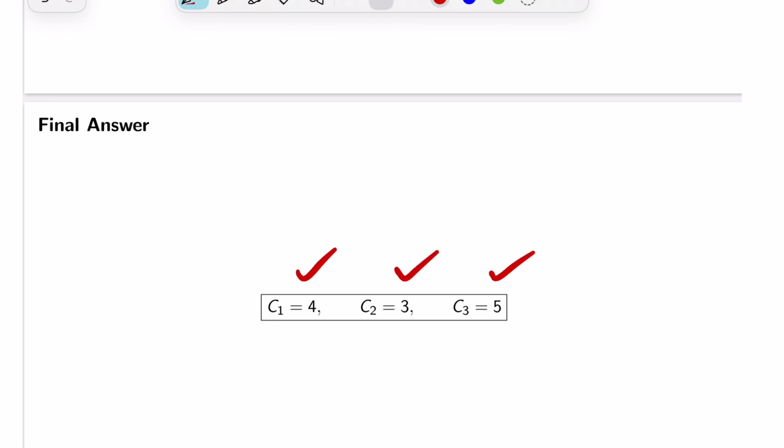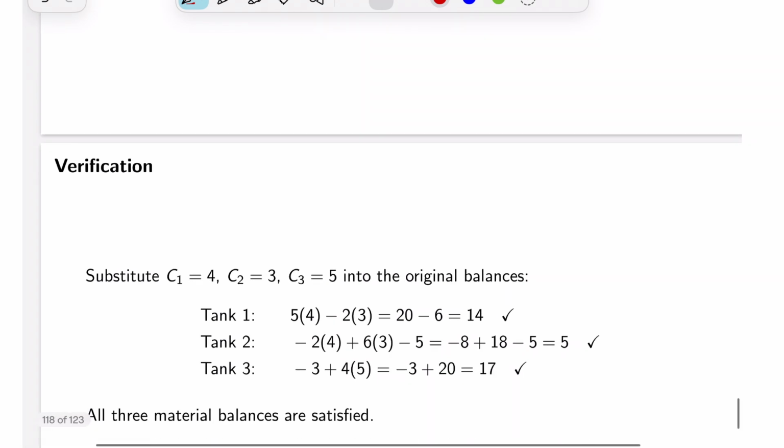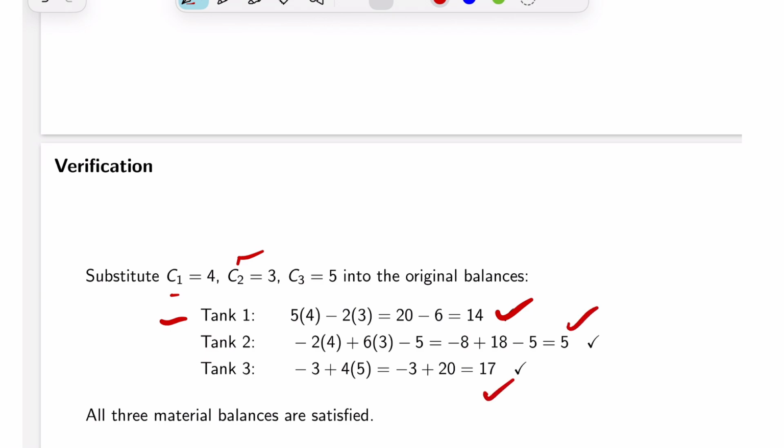Now we have to check whether we are getting the correct answer or not. We take the equations and plug in the c1, c2 and c3 values, so we get left hand side equal to right hand side. If we plug that in we get 5 and 17 again. So from here, all three equations are satisfied.